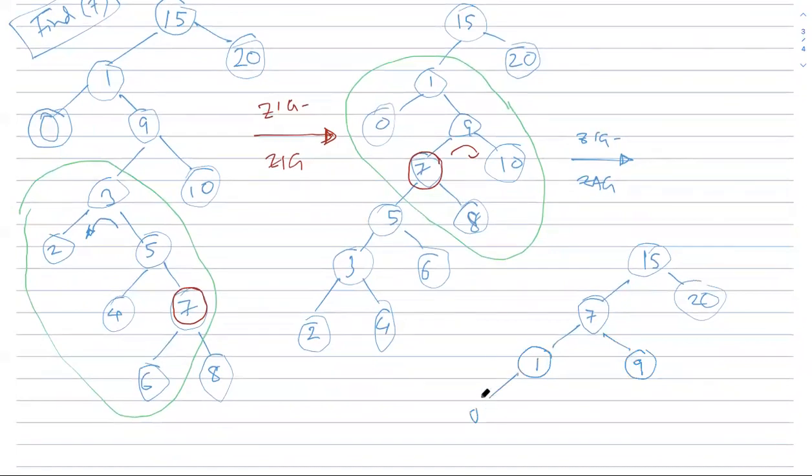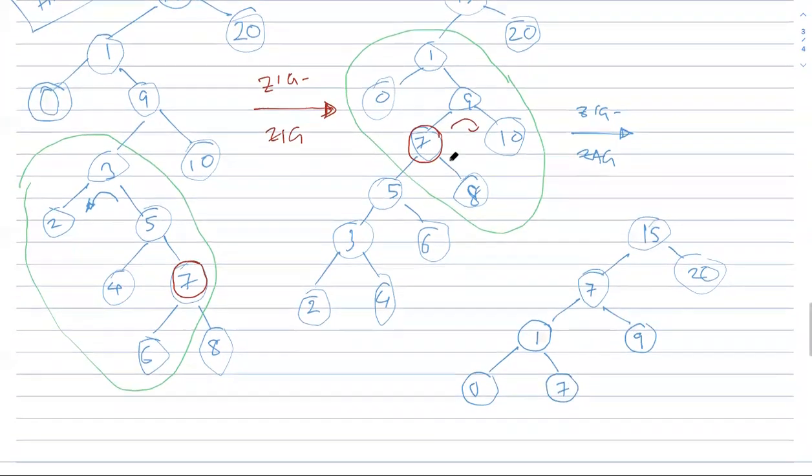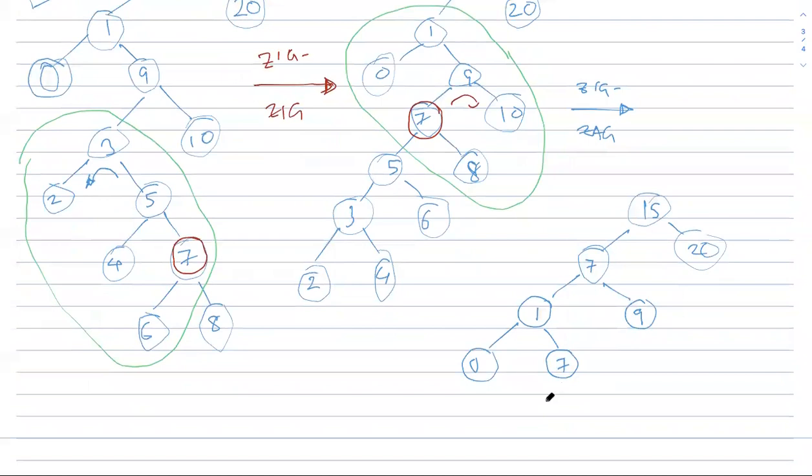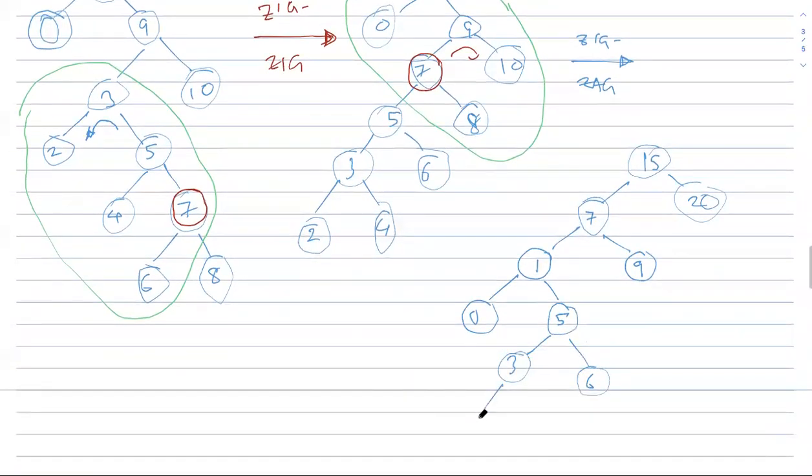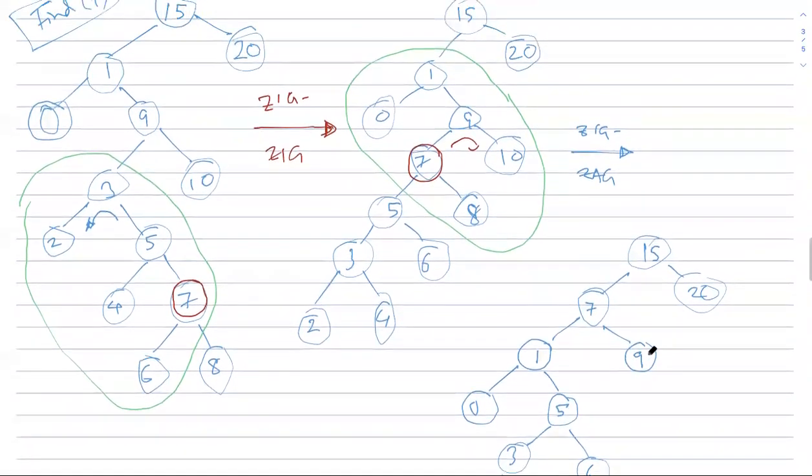So you have 0 here, and then you have the entire pattern of subtree from 7. So that will come here. So this is going to become, sorry, 5, and then 3. This entire subtree is just straight away coming here. 2 and 4. So we took care of this subtree.